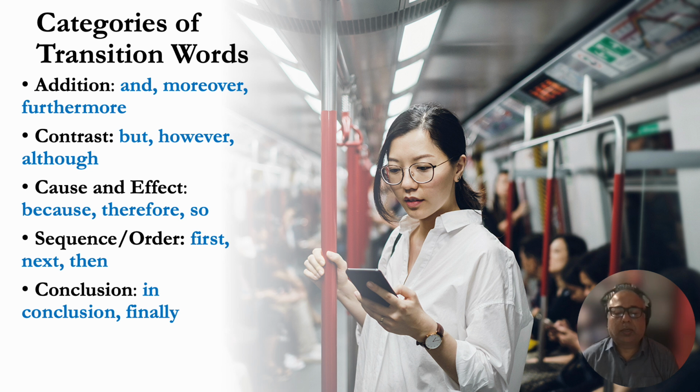Sequence or ordering. So if you have more than one thing that you want to tell the reader about, and they appear in a sequence or in an order, you say first, next, then. These are transition words. Conclusion. So if you're writing, let's say, an essay, and you're coming to the end of it, it's the last part of your writing, you could say, in conclusion, or to sum up, to help the reader understand that you are about to conclude the essay.